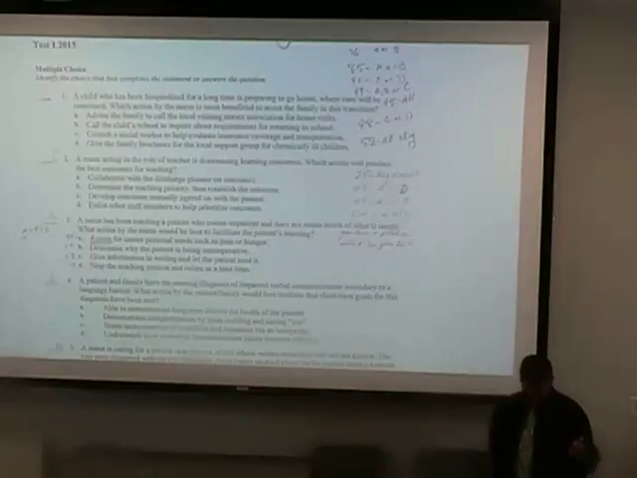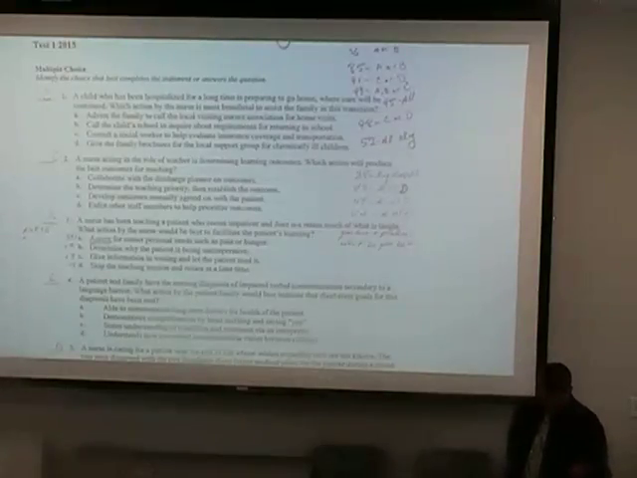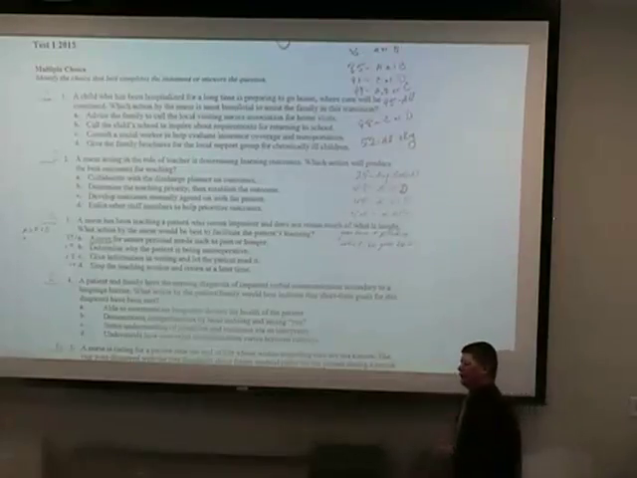See, the patient and the family are having a nursing diagnosis of impaired verbal communication secondary to language barrier. What action by the patient family would best indicate short-term goals for this diagnosis has been met? So, what part of the nursing process is that?